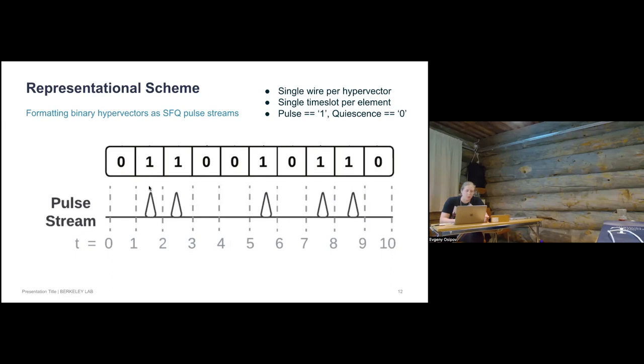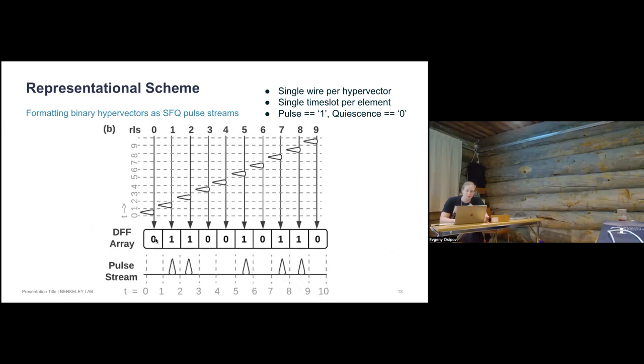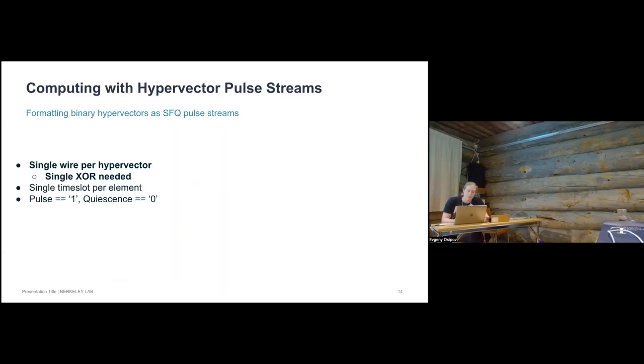So here again, just showing wherever you have a one in the hypervector, that's represented with a pulse in the corresponding cycle. And then this is just some details for how we do this readout. You have a DFF array, so that cell I showed before, storing all of these values. And then you have these read lines, essentially, in a temporal step pattern. And all of the outputs are merged together. So each of the cells will fire in order of index, and then they're all merged onto a single wire to create this pulse stream.